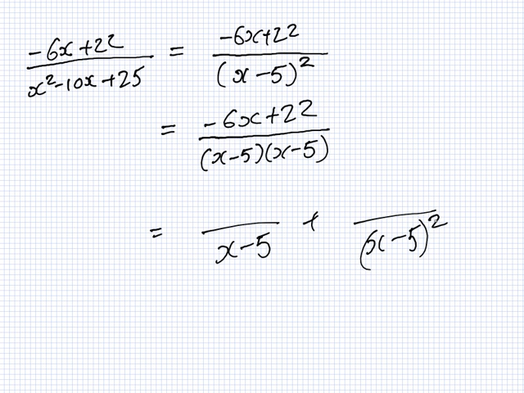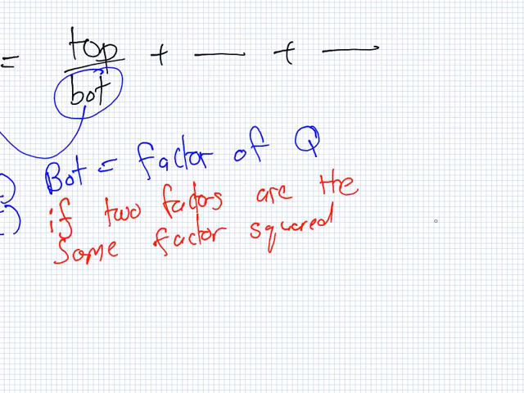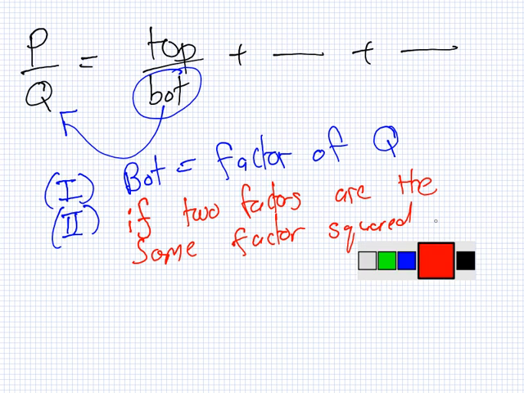So this is how you deal with repeated factors. It just keeps going up in the power. If you square it 2 times, a cube 3 times. So if it was cubed, you would have x minus 5, x minus 5 squared, x minus 5 cubed, in the repeating case.